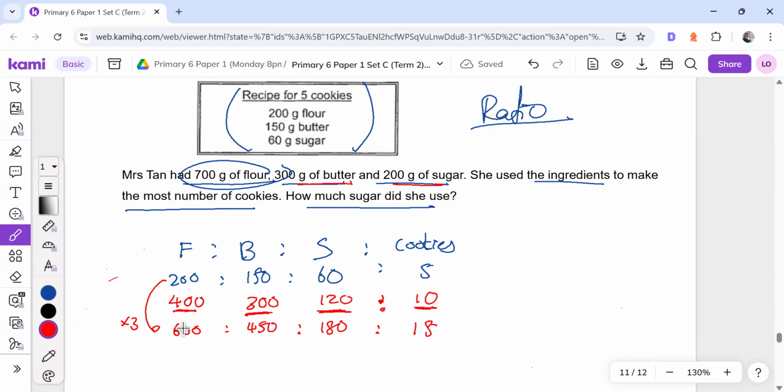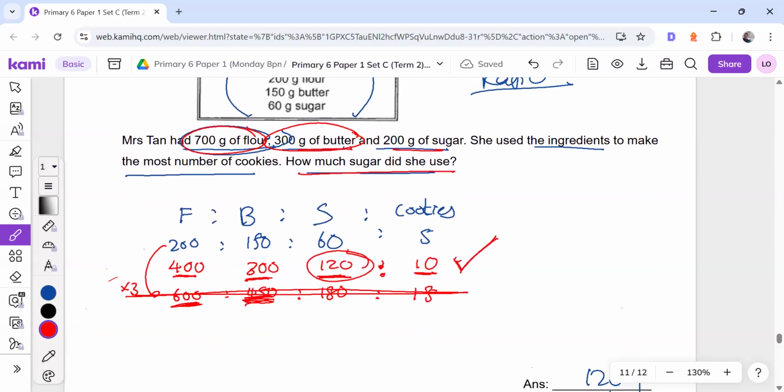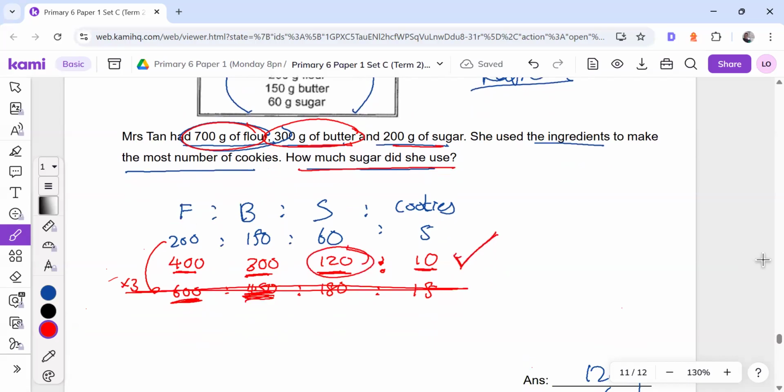All right, so does Mrs. Tan have 600 grams of flour? Yes. Does Mrs. Tan have 450 grams of butter? No. She only got 300 grams of butter. So not enough. So she cannot make 15 cookies. So she can only make 10 cookies. Right? And because she can only make 10 cookies, then how much sugar did she use? She must have used 120 grams. So the answer is 120. Do you understand?